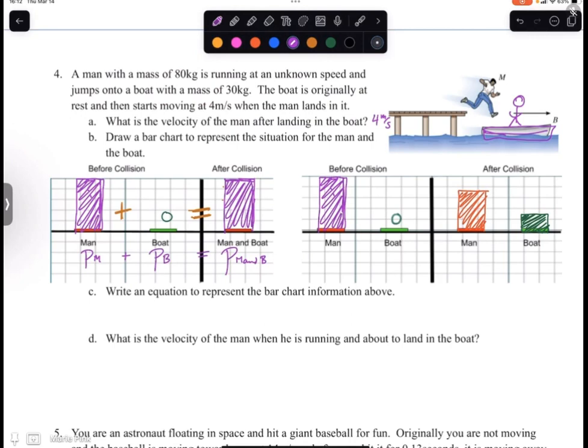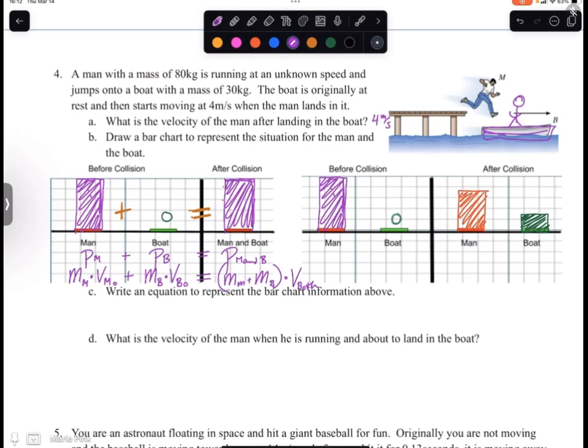Or I could write this as the mass of the man times the velocity of the man at the beginning plus the mass of the boat times the velocity of the boat at the beginning is equal to, and then this would be the mass of both things. That would be the mass of the man plus the mass of the boat times the velocity of both when they're stuck together.